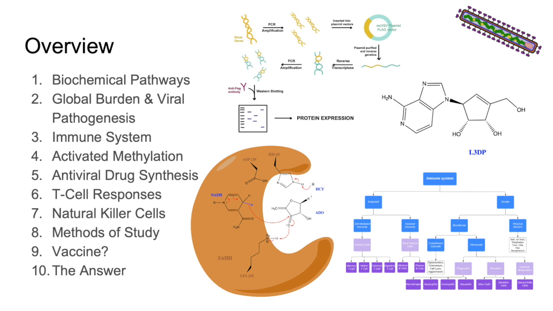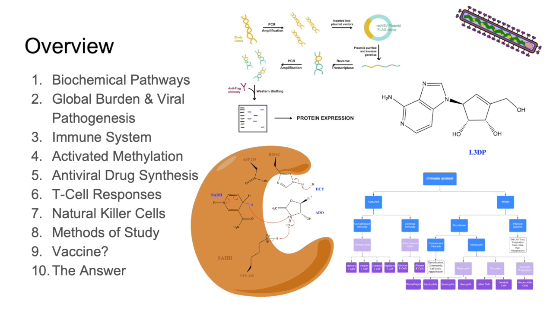In this presentation, we are going to discuss the relevant biochemical pathways of the Ebola virus, or EBOV, as well as give a history of its global burden. We will then discuss the virus's pathogenesis and give an overview of the immune system before getting into some specific immune responses to an EBOV infection. We will describe the methylation cycle and why it is important to viral RNA, as well as detail a possible synthetic antiviral drug which is capable of inhibiting said cycle.